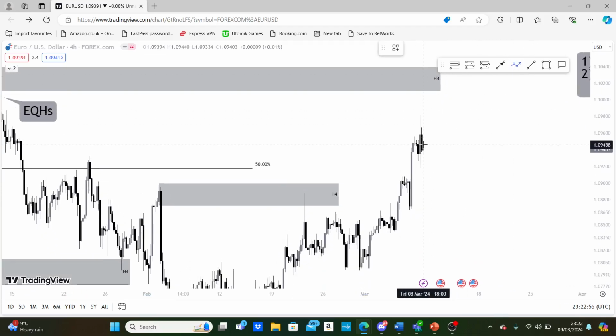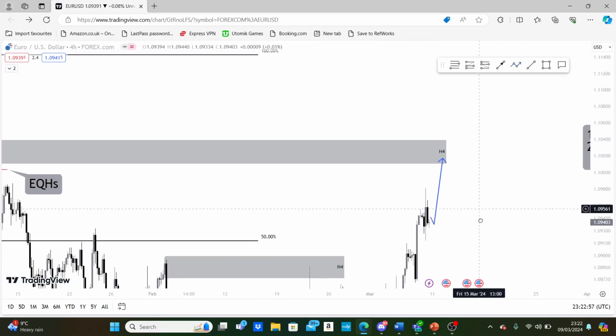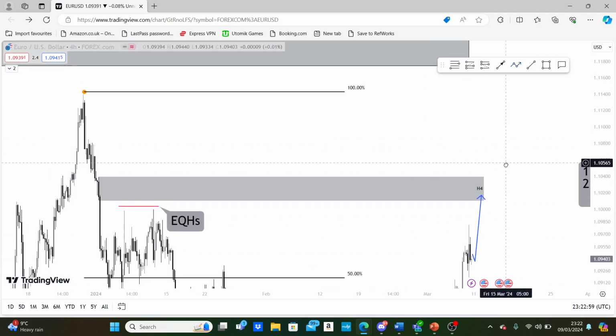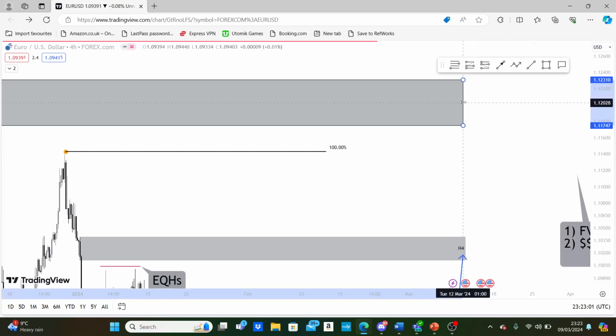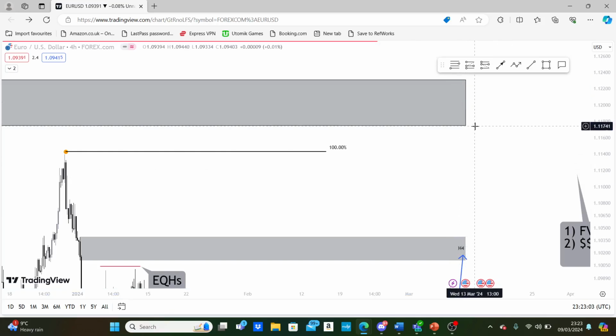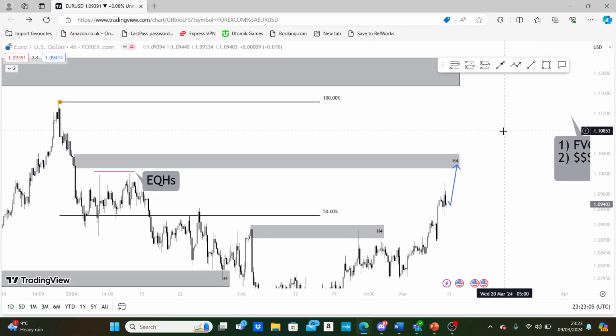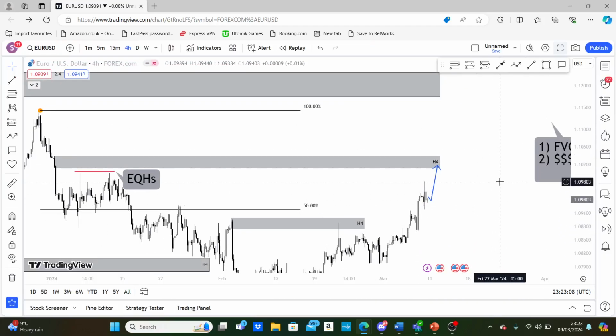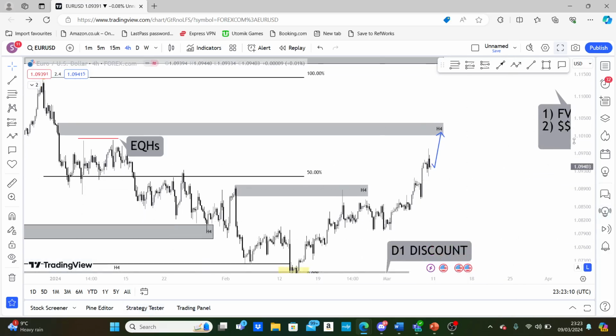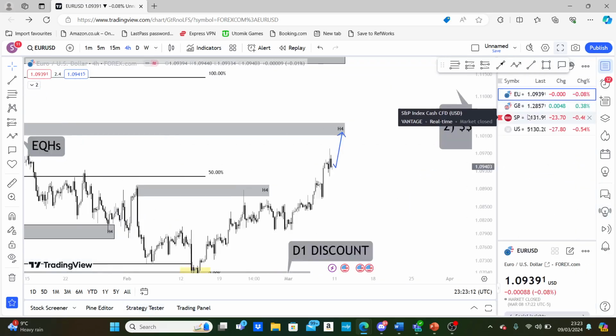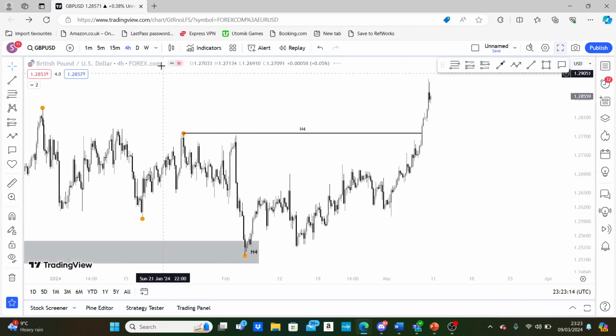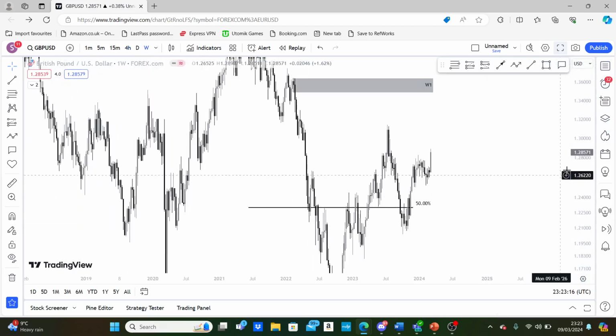I ultimately expect price to get at least up to here, but eventually I expect price to get all the way up to this region over here, which is 1.117. So this is how I'm looking at Euro USD going into the next week. Generally bullish, okay? The GBP USD time frame on the weekly paints a very similar picture, I believe.